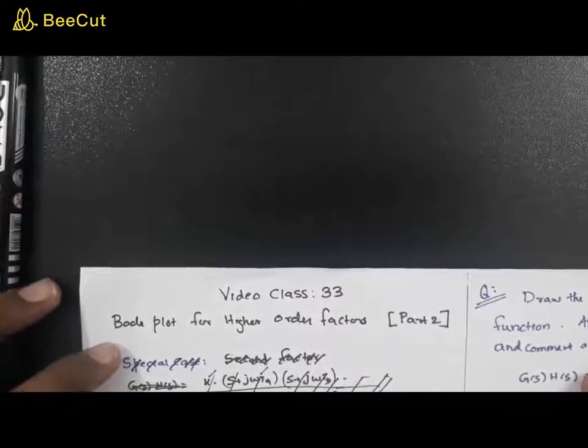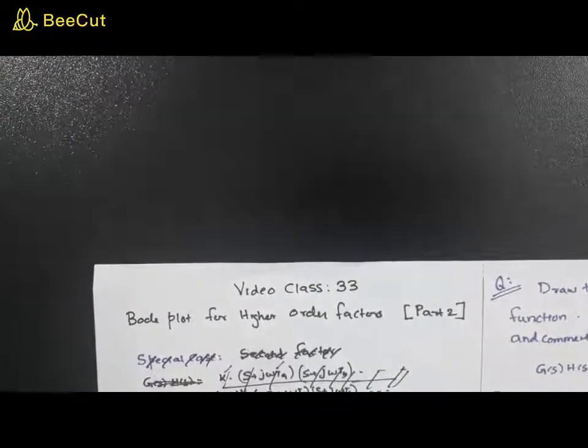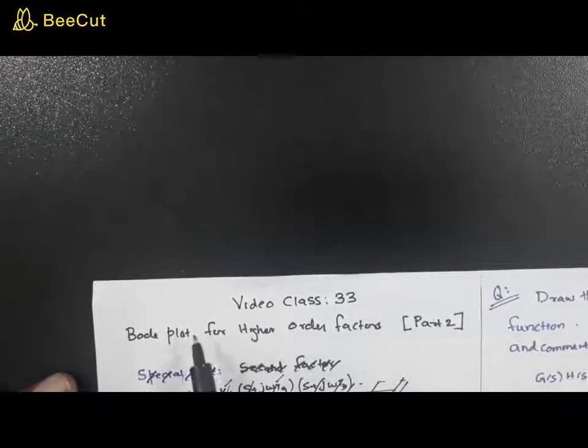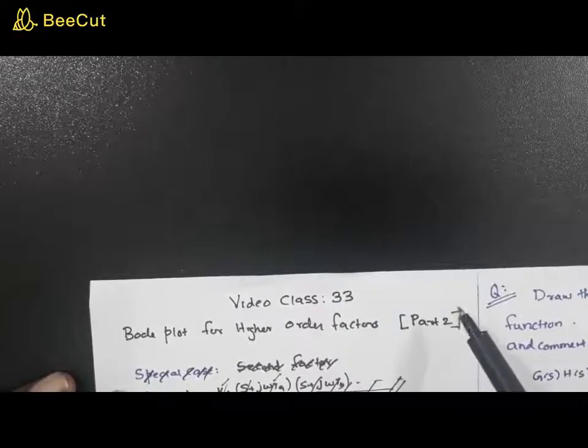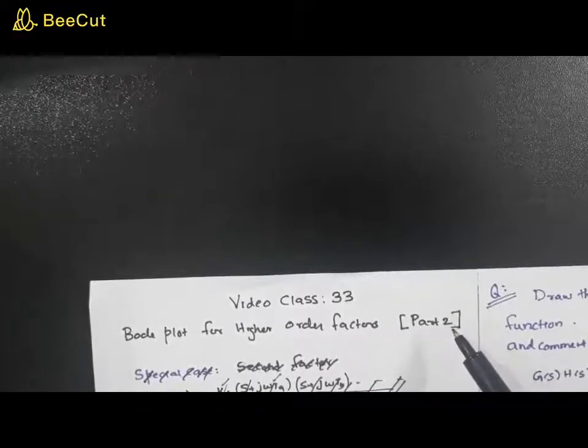So students, welcome to video class 33. We are continuing our discussion on the Bode plot for higher order factors, which is part 2. And in this video, we are going to deal with a special case.